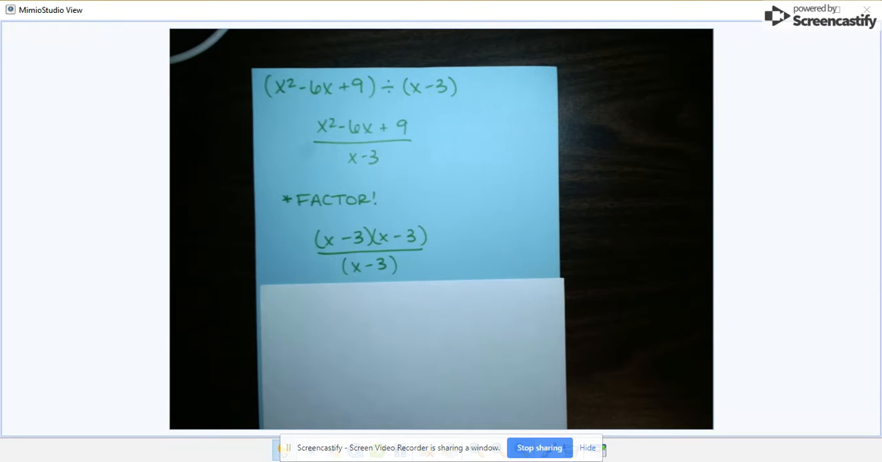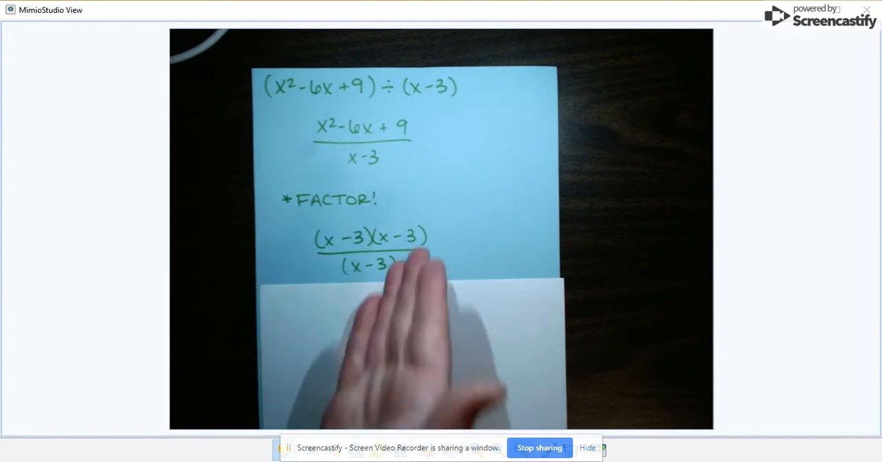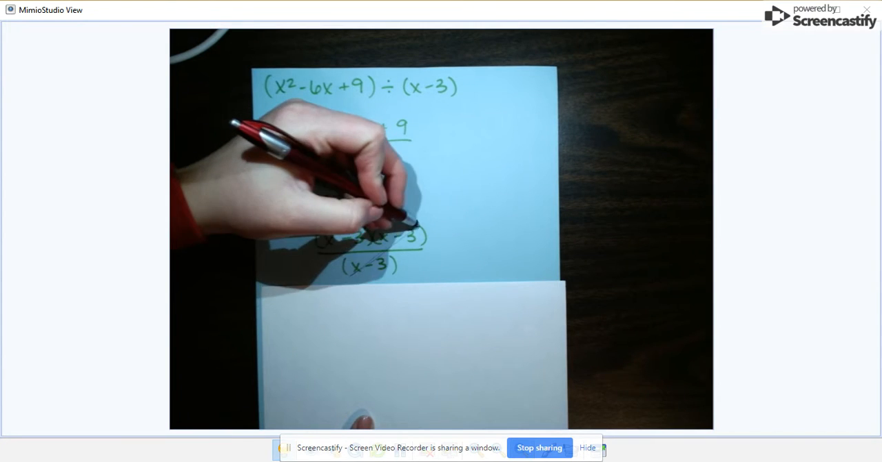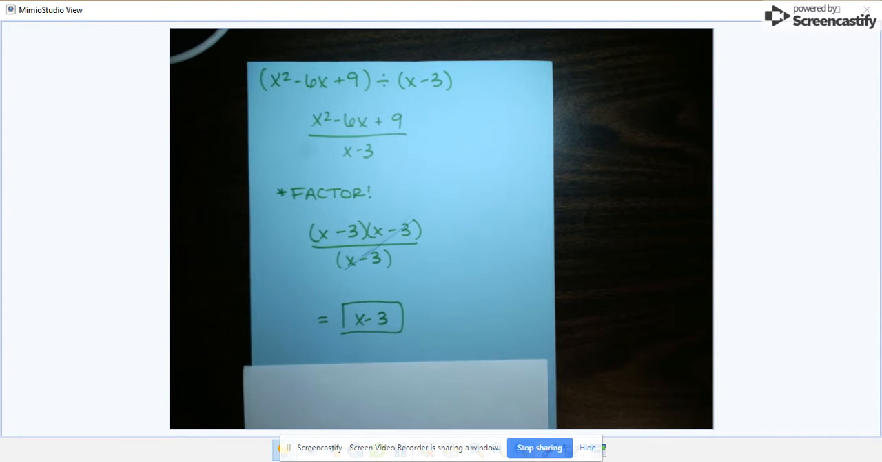So we're going to go ahead and factor that. Well, it factors to be x minus 3 times x minus 3 on the top. And now we can simplify. So one of our x minus 3's on the top will cancel. So you can cross those out. Okay, that leaves you with just x minus 3.